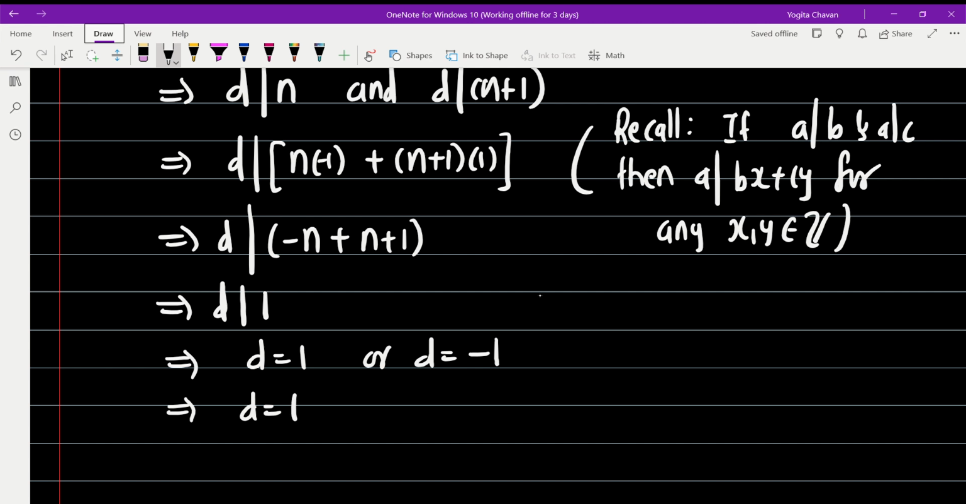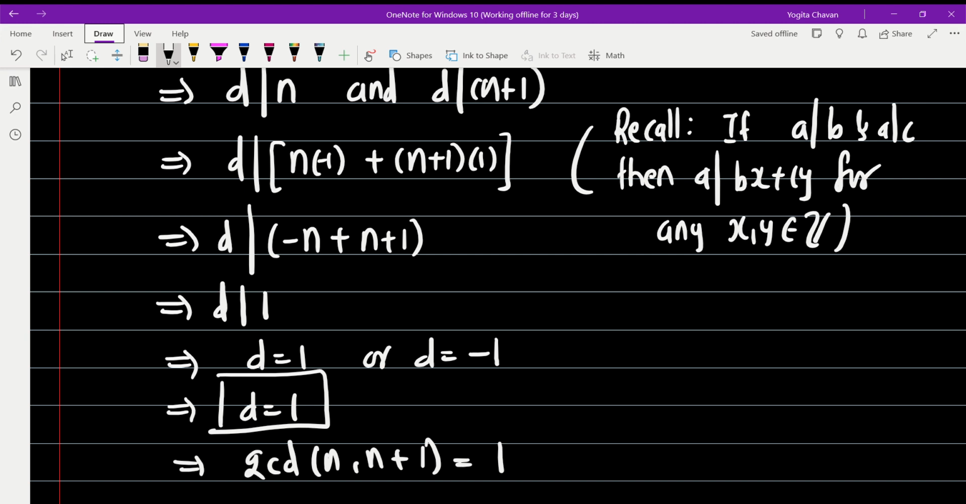We cannot take D equal to minus 1 because in the definition of GCD, a positive number D is called GCD and satisfies some conditions. So D is equal to 1. But what is D? D is nothing but GCD of n and n plus 1. So GCD of n and n plus 1 is equal to 1.